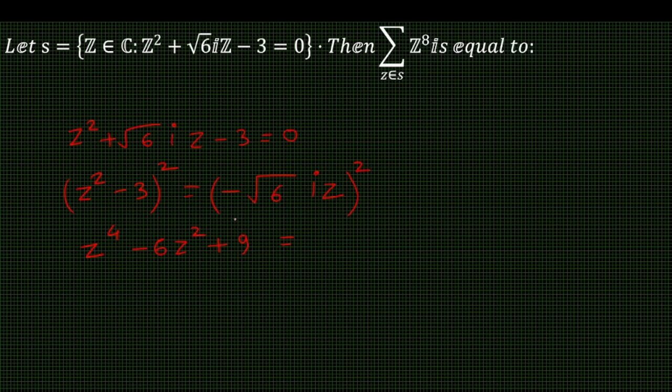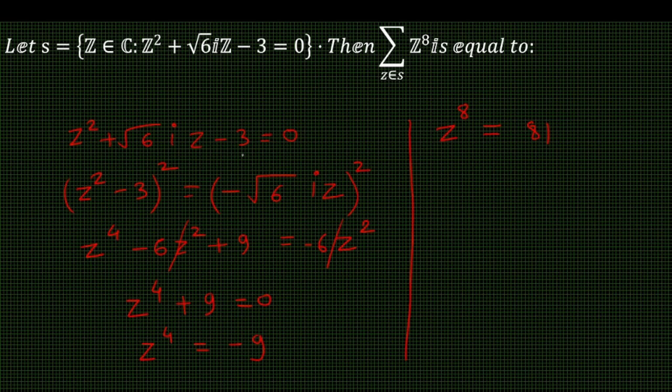equals minus 6 square... Under root 6 square is 6, i square is minus 1, and z square is z square. So look at it from left and right side, we get the same term. So on adding it will be 0. So z to the power 4 plus 9 is equal to 0 and z to the power 4 is equal to minus 9. Now to find out z to the power 8, we just have to take the square. So z to the power 8 is equal to minus 9 square, which is 81.